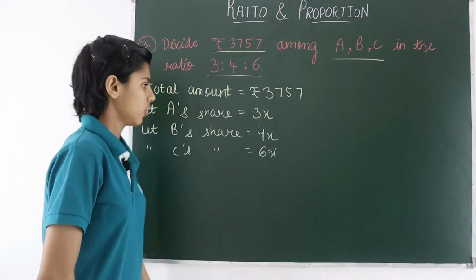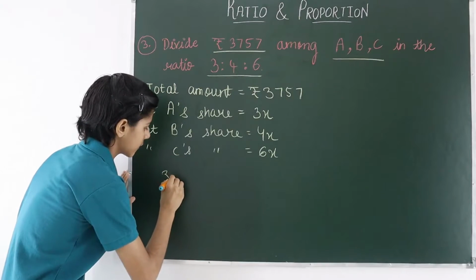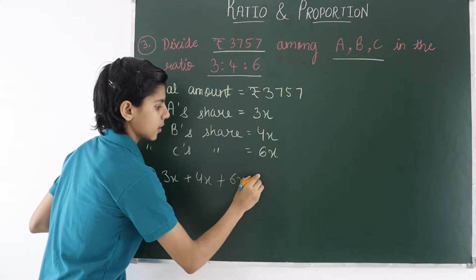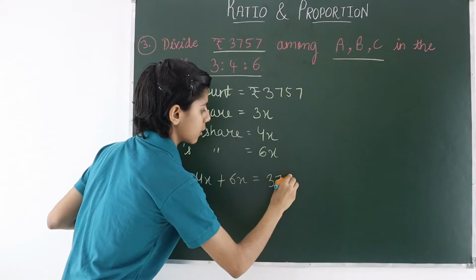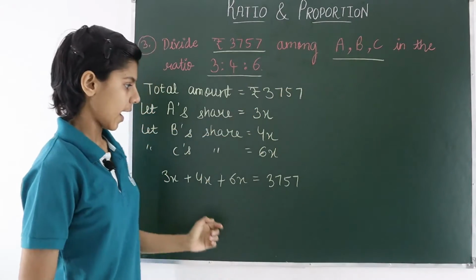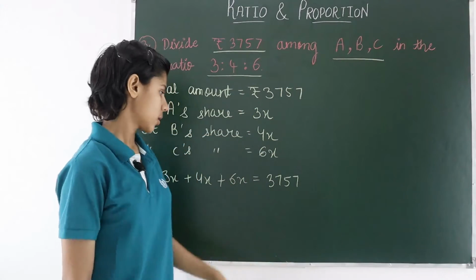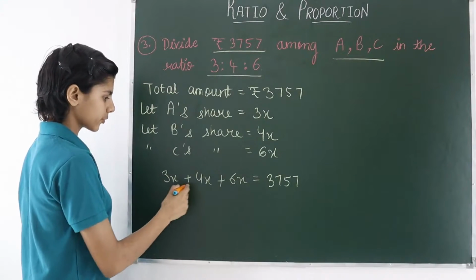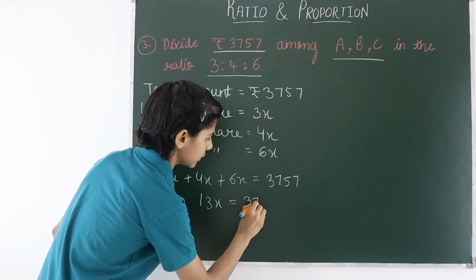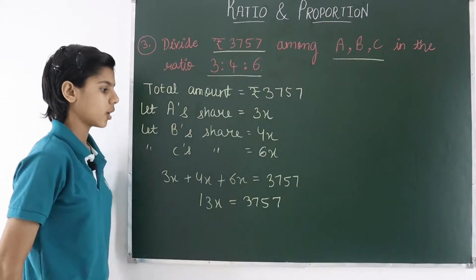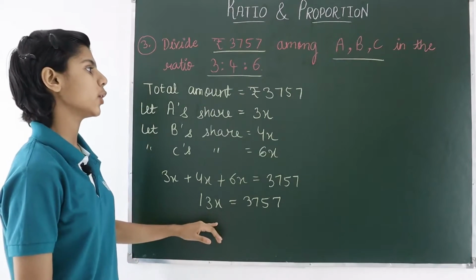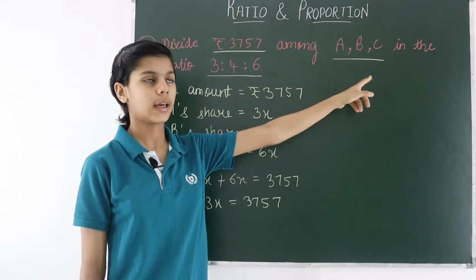It is obvious. So we will write 3x plus 4x plus 6x is equal to 3757, because these are the amounts of these three, and if we add, we will get the total amount. After adding them, it will come 3, 4, 7, 13. So it is 13x is equal to 3757. Now what I need is the value of x, because if I get the value of x, I can get the amounts of A, B and C.